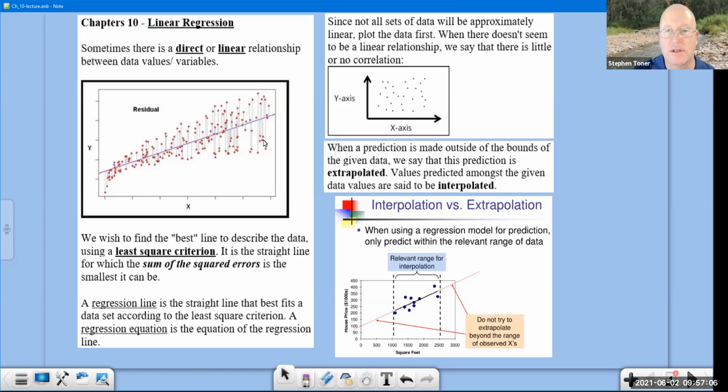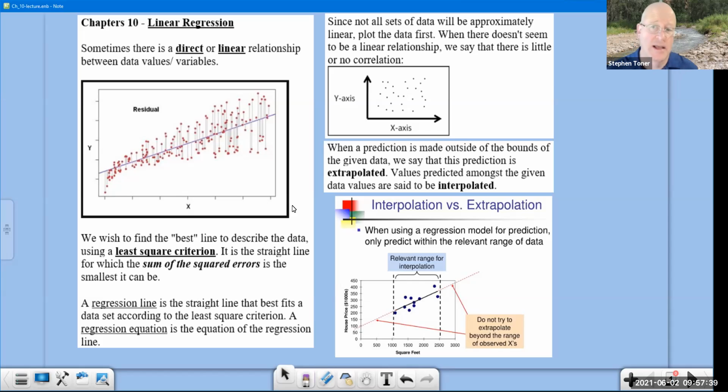If we look at all those little distances, those black line segments, and we find the sum of the squares of all of their lengths, the least square regression line is going to be that line for which the sum of the squares is as small as it can be. So the regression line is the straight line that best fits the data set according to this least square criterion, and the regression equation is the equation of the regression line. I know I'm getting a little bit detailed here.